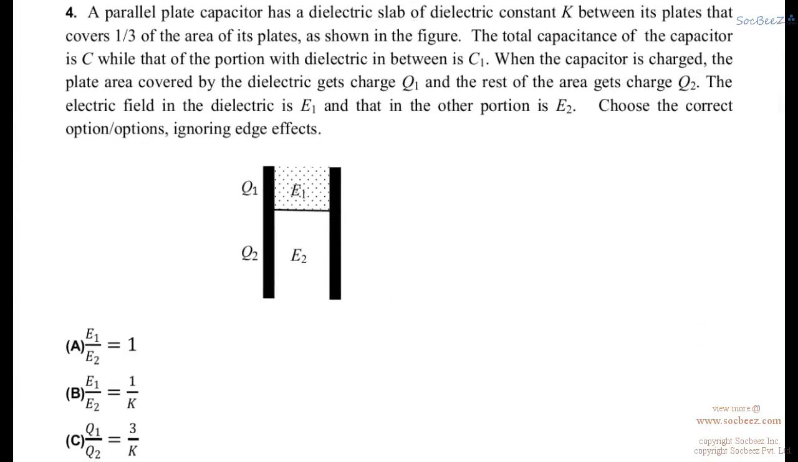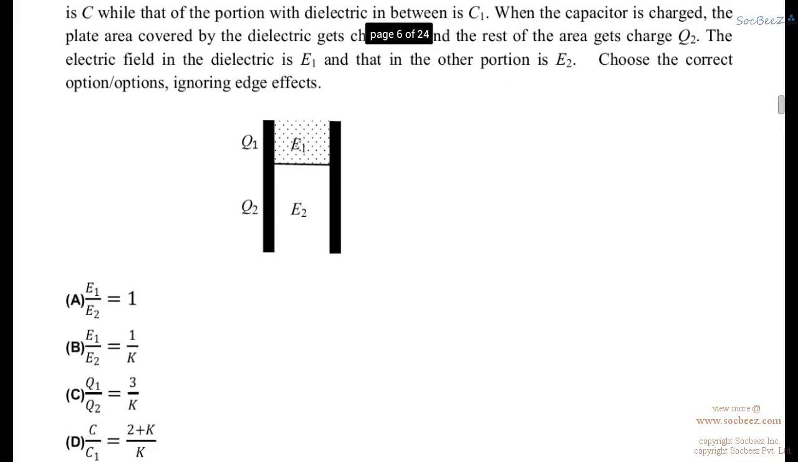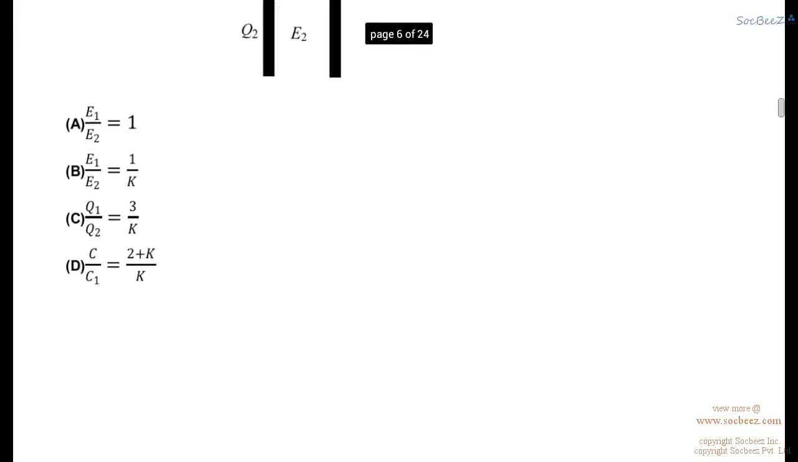The question says a parallel plate capacitor has a dielectric slab of dielectric constant K between its plates that covers 1/3 of the area of its plates as shown in the figure. The total capacitance of the capacitor is C, while that of the portion with dielectric in between is C1. When the capacitor is charged, the plate area covered by the dielectric gets charged Q1 and the rest of the area gets charged Q2. The electric field in the dielectric is E1 and that in the other portion is E2. Choose the correct options ignoring edge effects.